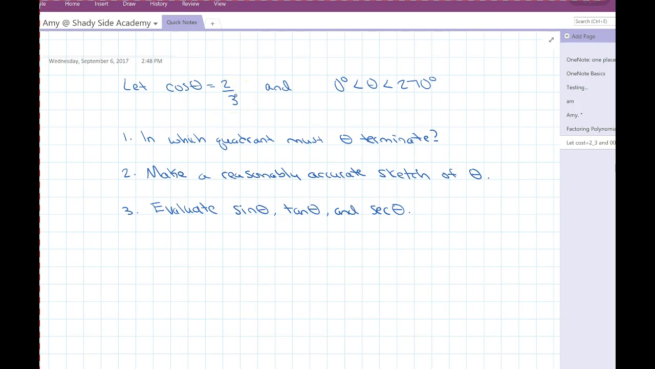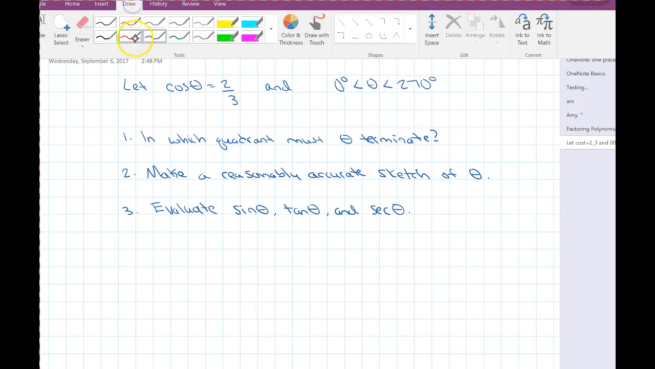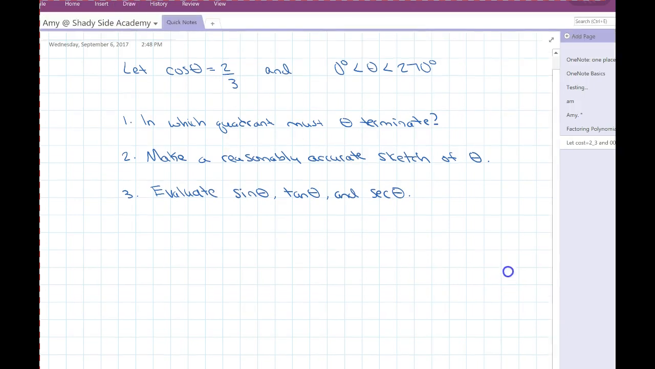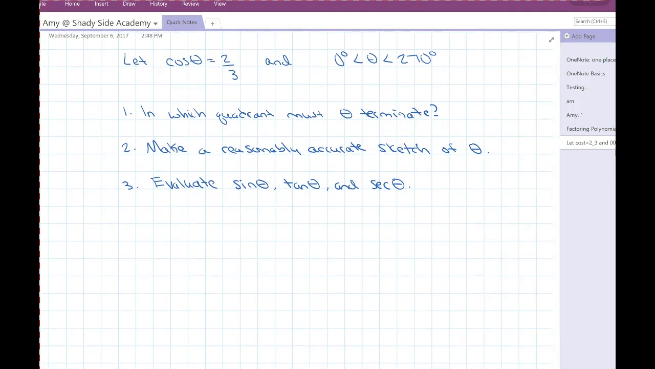Okay, but when I scan the rest of the question here, I'm never asked to find the value of theta, so that's good, right? I'm asked in part 3 to find sine theta and tan theta and secant theta, but I'm not asked to find the value of theta. Okay, so let's see here. In which quadrant must theta terminate? And we're told here that theta is between 0 and 270 degrees.